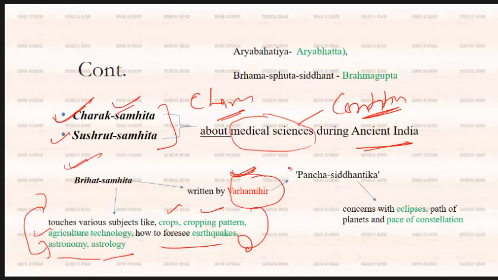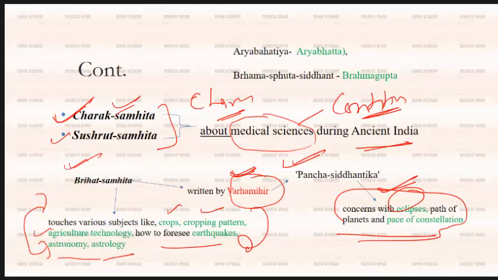Another important book written by Varamihir is the Panch Siddhantika. In this book, the concern is eclipses, the path of the planets and the position of constellations. These are basically astronomical events, and with the help of the Panch Siddhantika, anybody can get information about the planets, eclipses and the position of constellations.